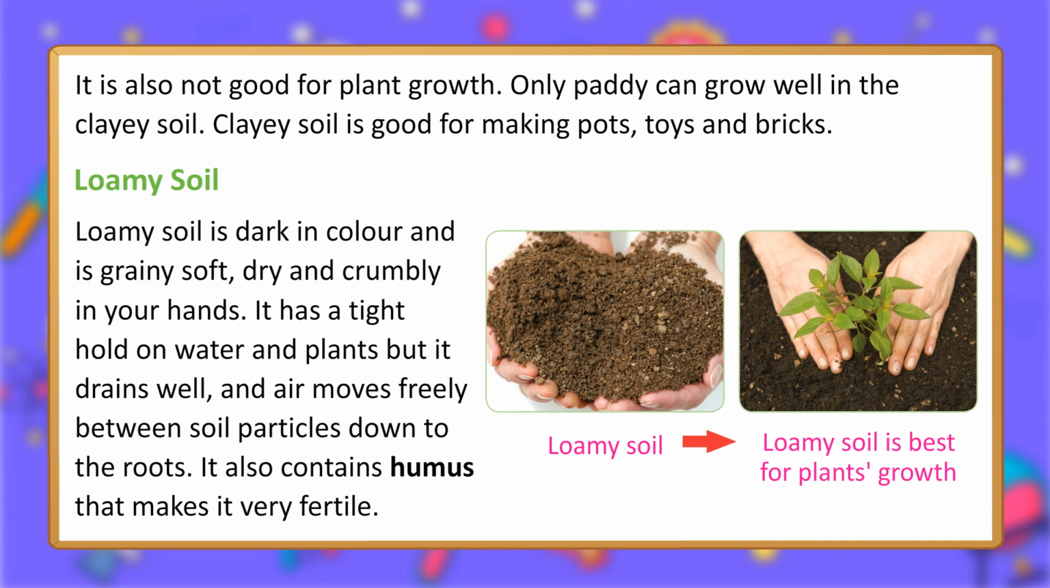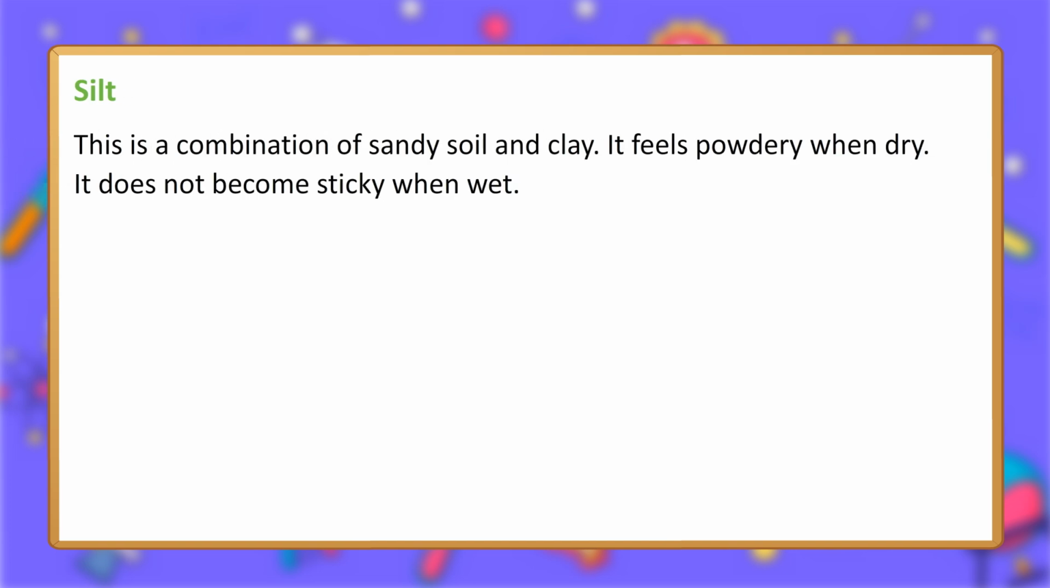Loamy soil. Loamy soil is dark in color and is grainy, soft, dry and crumbly in your hands. It has a tight hold on water and plants but it drains well, and air moves freely between soil particles down to the roots. It also contains humus that makes it very fertile. Loamy soil is best for plant growth. Silt. This is a combination of sandy soil and clay. It feels powdery when dry. It does not become sticky when wet.